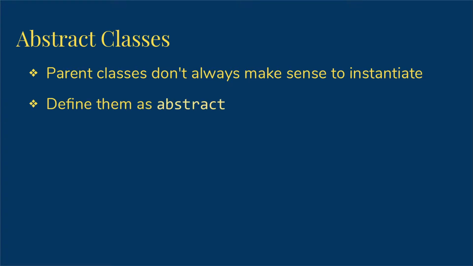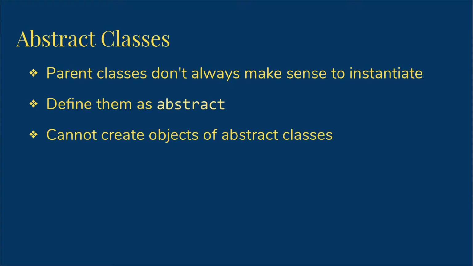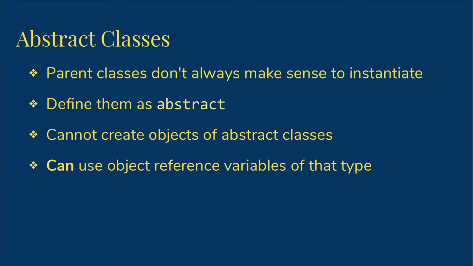When we have a situation like that, we define the parent class as abstract. What that means is that we're not allowed to make objects of that type, but we can make object reference variables of that type that reference objects belonging to the child classes, just like we can with other inheritance situations.